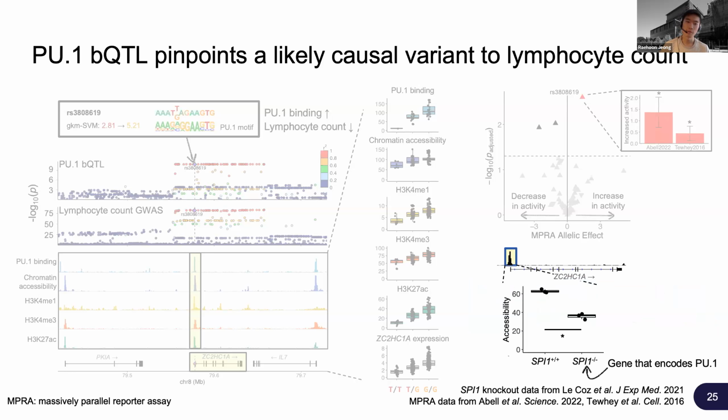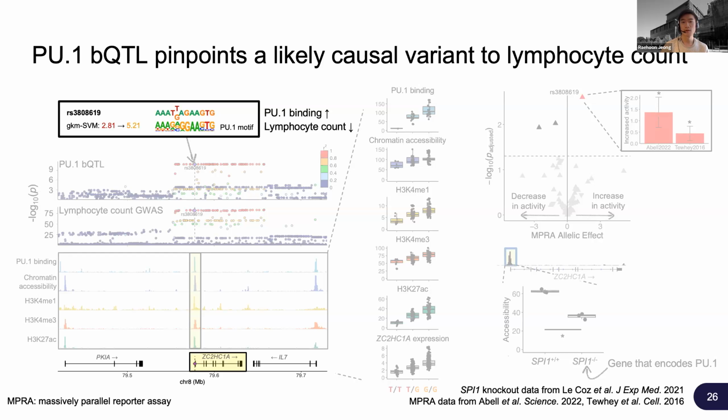Lastly, I also sought evidence to make sure that PU1 binding is having a role for ZC2HC1A promoter's activity. A study investigated how knocking out SPI1, the gene that encodes PU1, leads to changes in chromatin accessibility genome-wide. And when I analyzed this data, I observed that there was a significant drop in chromatin accessibility of the ZC2HC1A promoter in samples without the PU1 gene. With all this supporting evidence, I'd like to make the case that RS38 and its effect on PU1 binding likely cause a reduction in lymphocyte count.